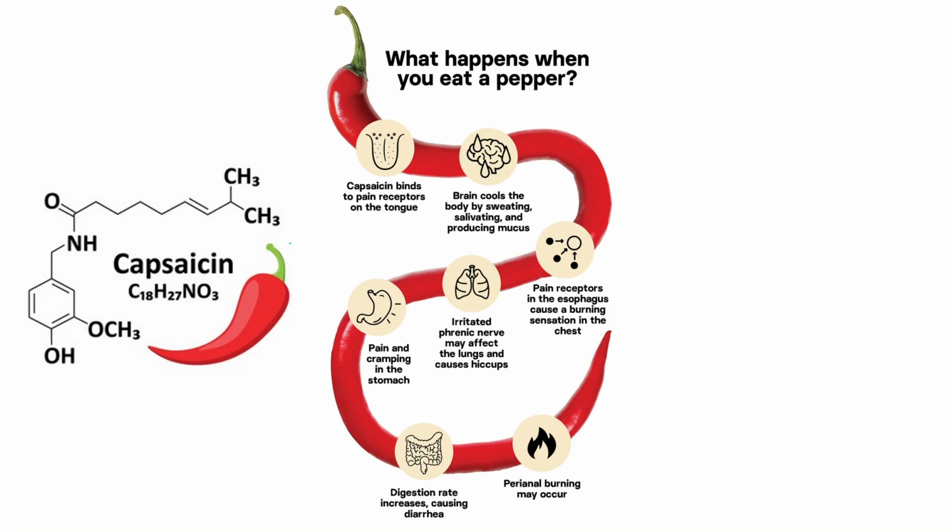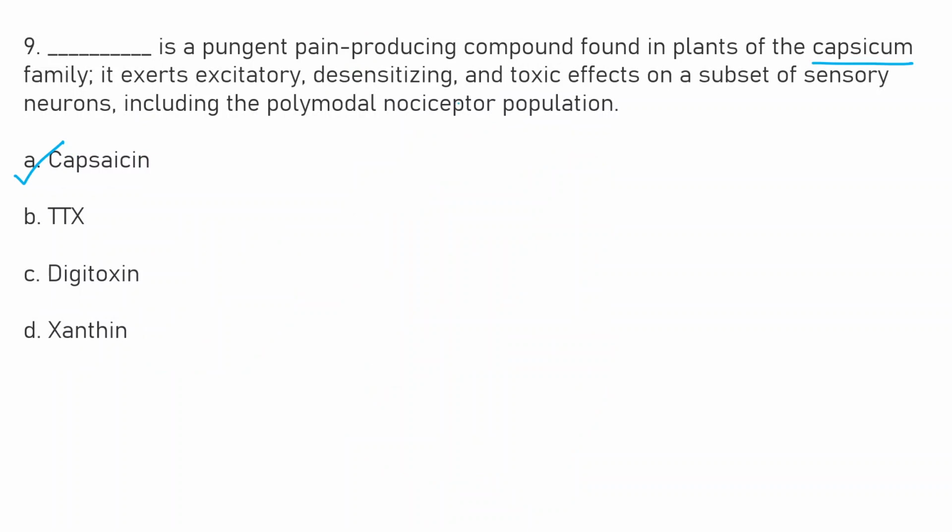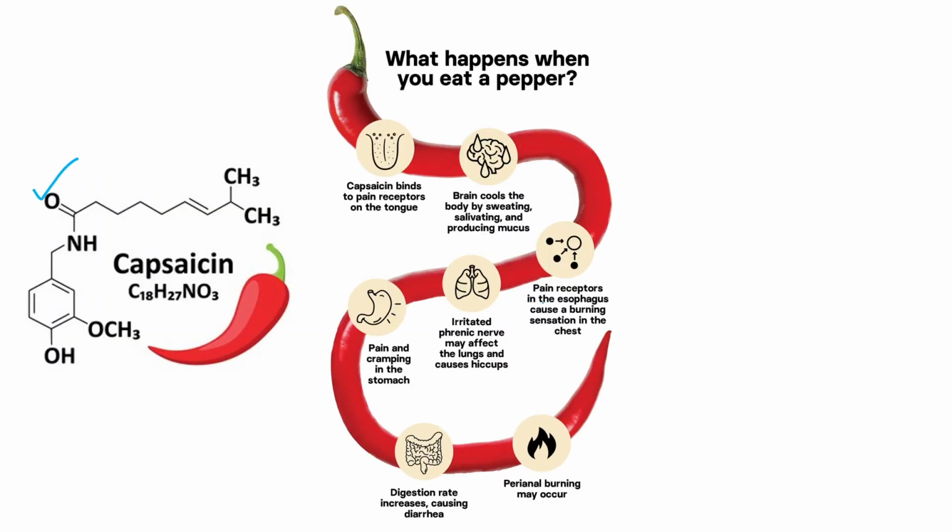So this is the capsaicin molecule, and there was another thing in the question, these polymodal nociceptors. So nociceptors are basically the pain receptors. Okay, so this is the chemical formula of the capsaicin compound. Now here, just for your information, you can see what happens when you eat a pepper or a chili or capsicum.